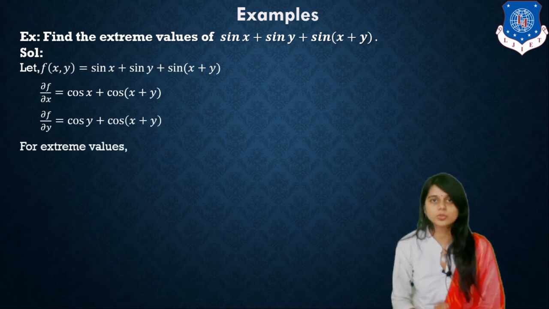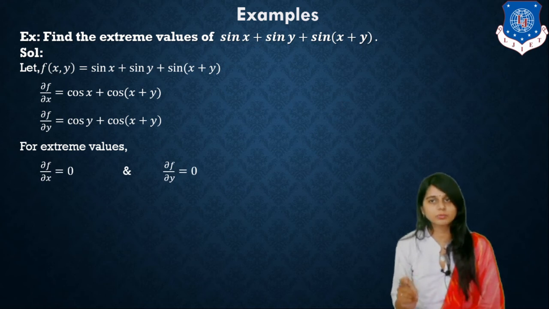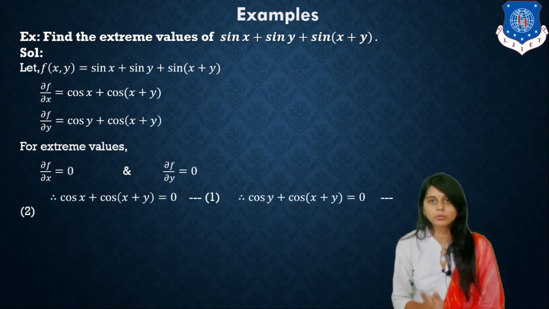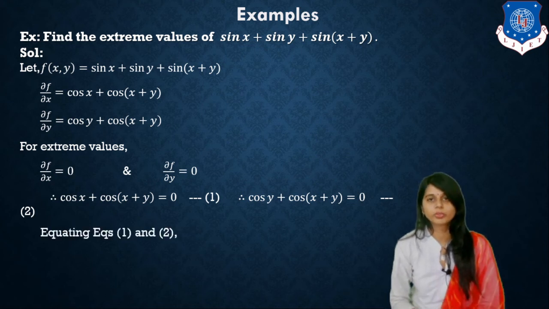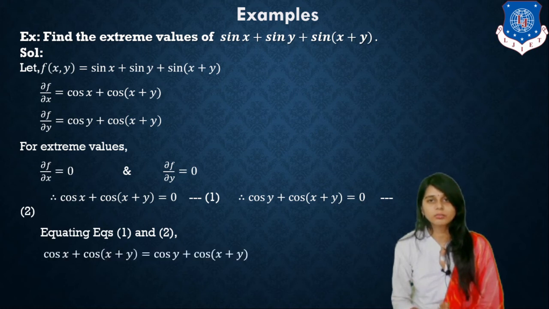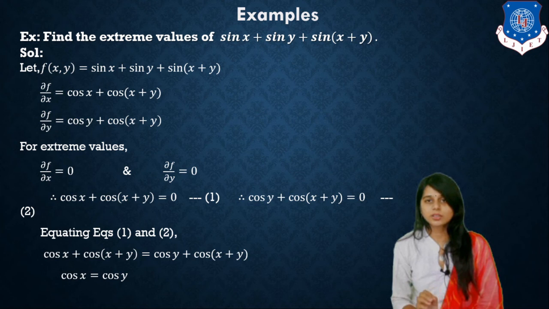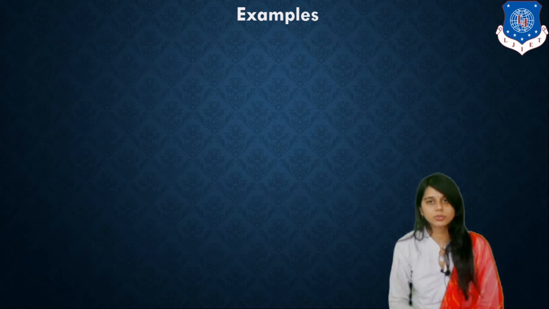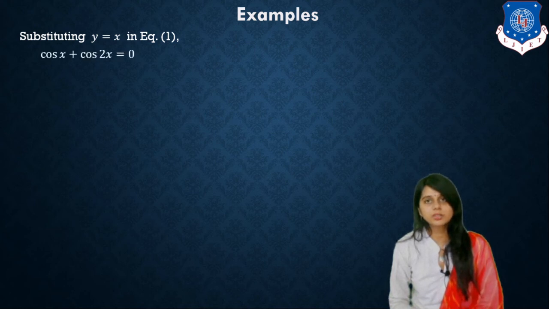For the extreme values, solve these equations simultaneously: del f by del x equal to 0, del f by del y equal to 0. Now take equation 1 and equation 2. Equating them, we get cos x equal to cos y. So x equal to y. Substituting y equal to x in equation 1, we get cos x plus cos 2x equal to 0.